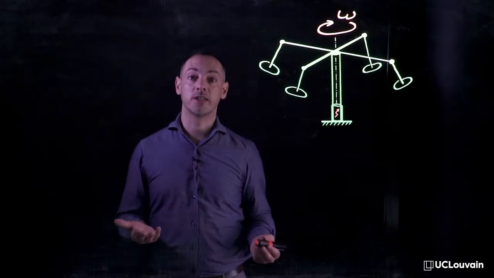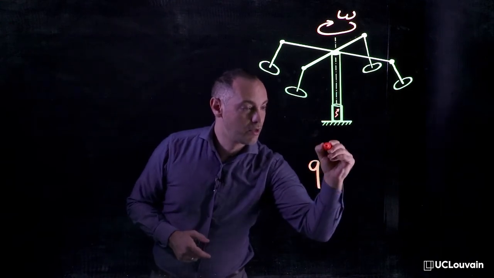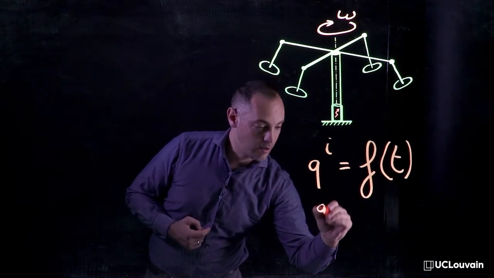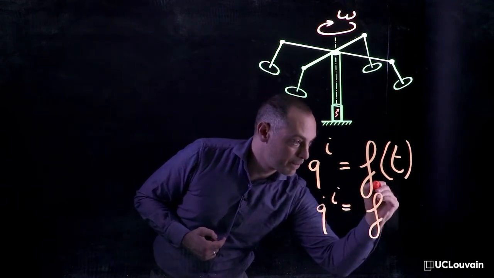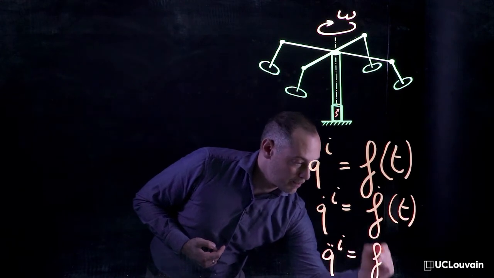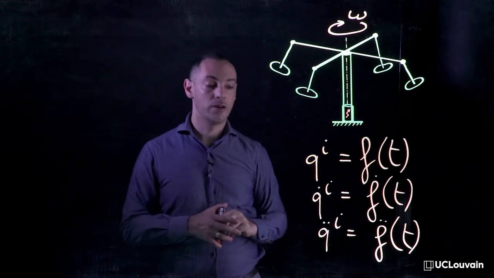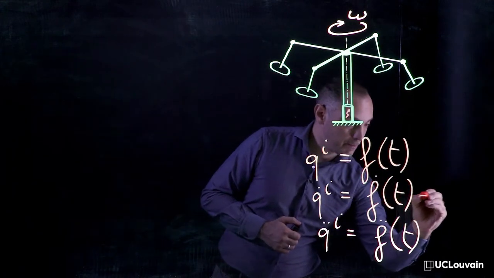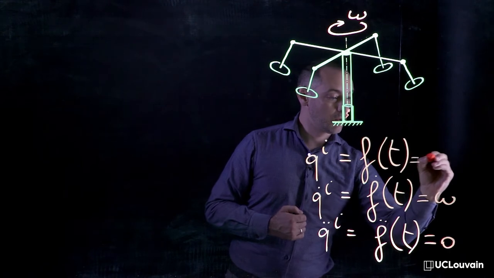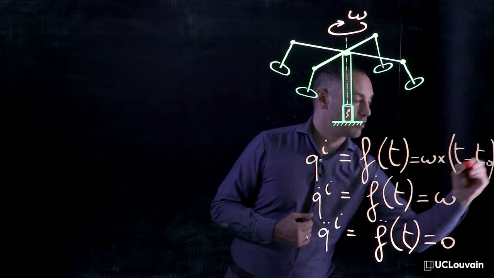How to introduce a driven coordinate in a joint I? Simply by providing its time evolution at the position level, at the velocity level, and at the acceleration level. For example, for the merry-go-round turning with a constant velocity, Q dot will be equal to omega, Q dot dot will be equal to zero, and Q will be equal to omega times the time, the current time, minus the initial time.